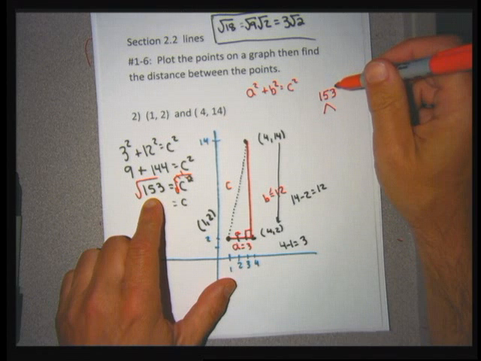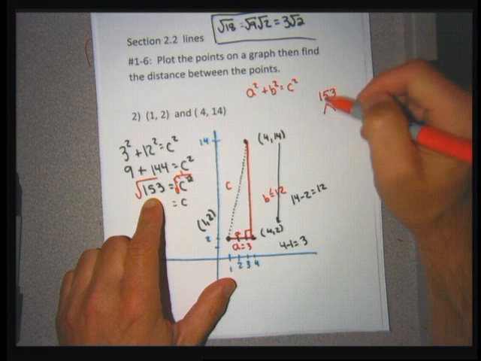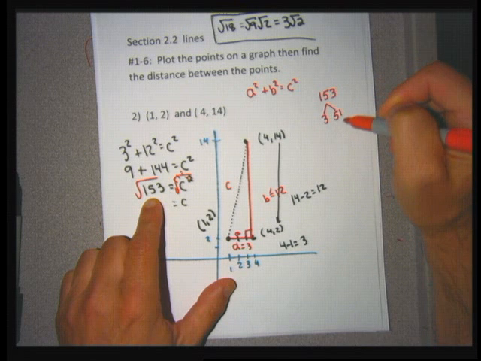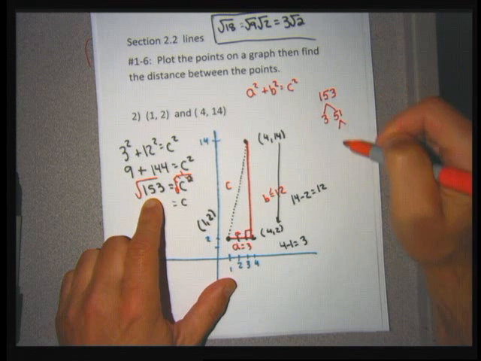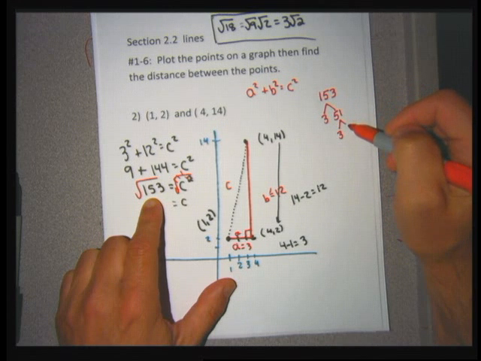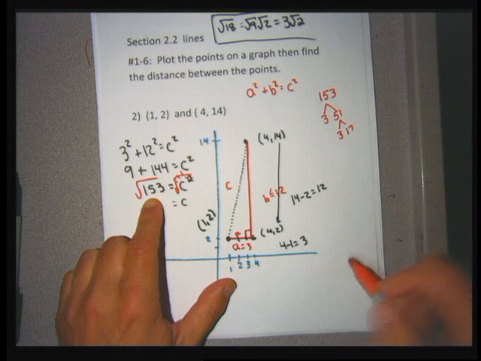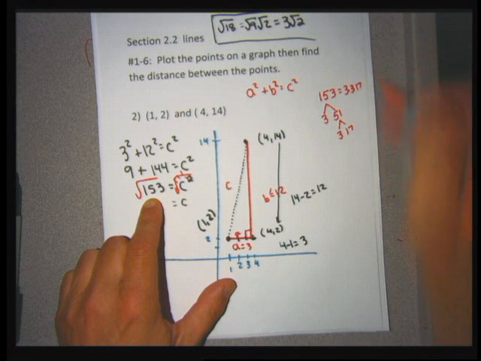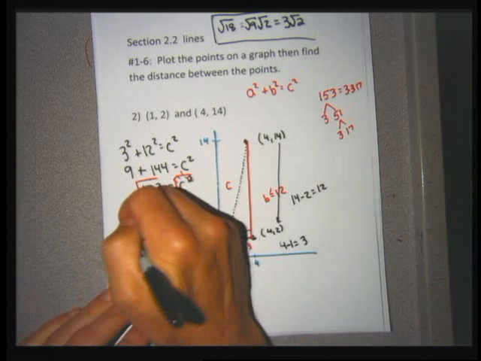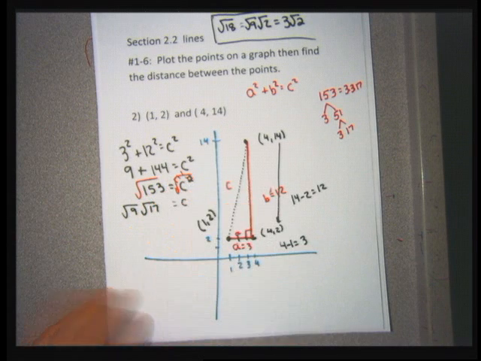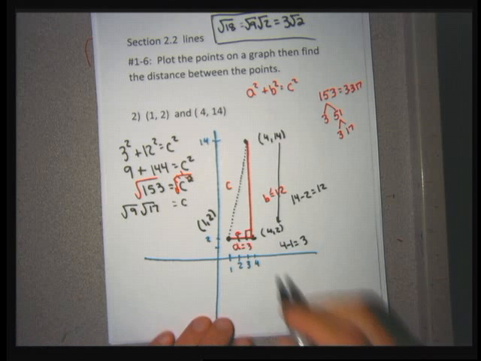3 goes into 153 because if I add up the digits 1, 5, and 3, I get 9. And it's going to be 3 times 51. And 3 goes into 51. 3 times 51 is 3 times 17. And 17 is prime. So the prime factoring for 153 is 3 times 3 times 17. That means the square root of 153 can be rewritten as the square root of 9 times the square root of 17. Square root of 9 being 3.